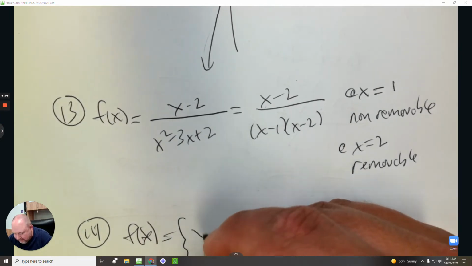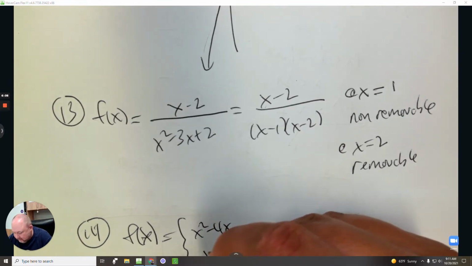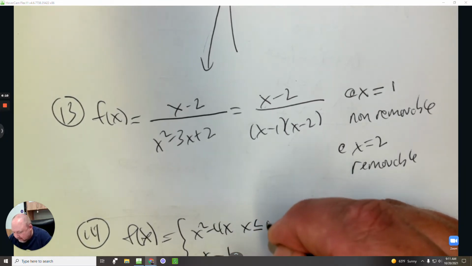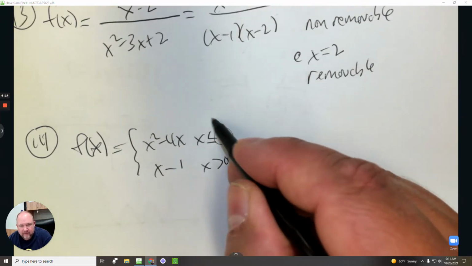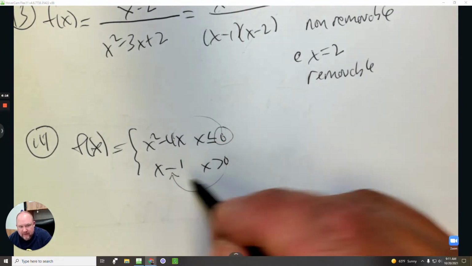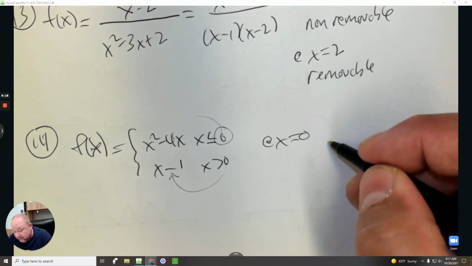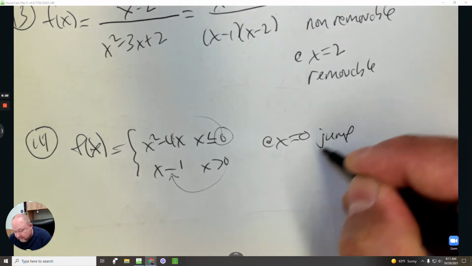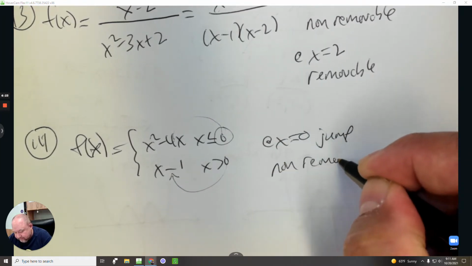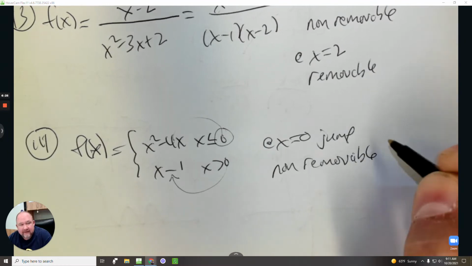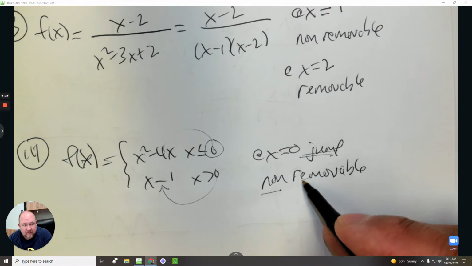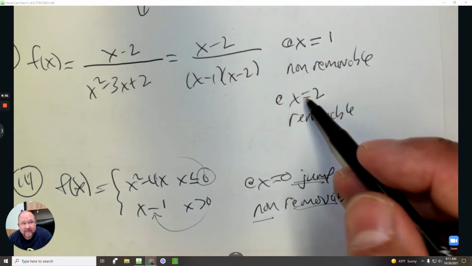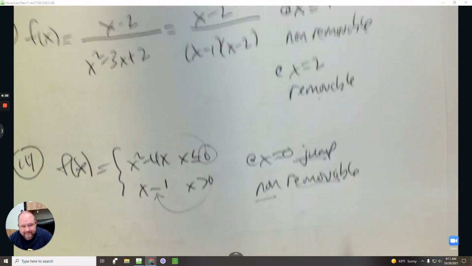It's a piecewise function. So each piece I look at, each piece is continuous by itself. So the only thing I look at is where the piece breaks off. So if I plug 0 into the top and 0 into the bottom, at x equals 0, there's a jump. And a jump is non-removable. And the idea of a limit is that the limit doesn't exist at a jump. So something is non-removable if the limit does not exist. If the limit exists, it's removable.